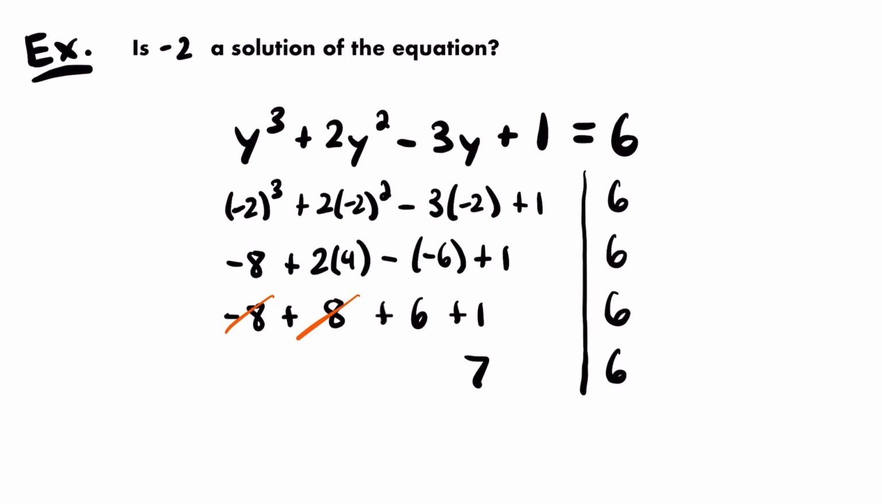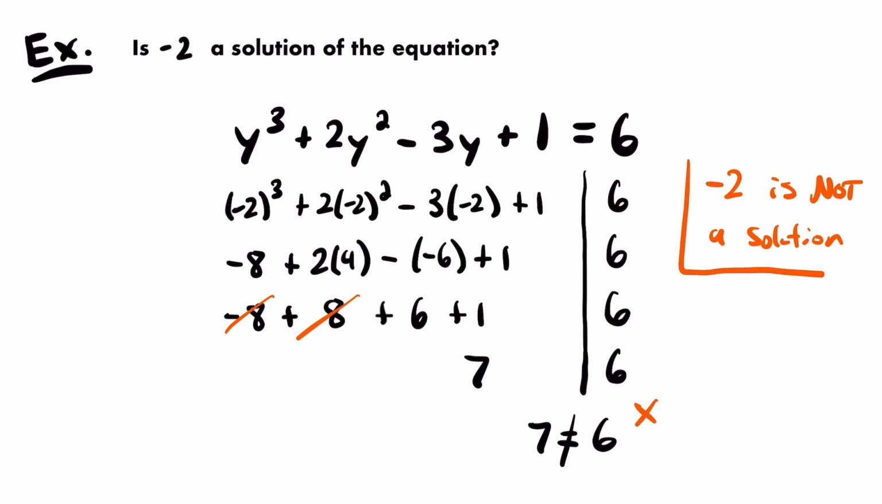So our result here for the equation is 7 equals 6, but that is not a true statement. 7 does not equal 6, which means that negative 2 is not a solution to this equation. All right, we plugged in negative 2 for all those y's and simplified, and we did not get 6, so the equation is not true. It's close, we had 7, but that's not 6, and so negative 2 is not a solution. All right, so my final answer here is negative 2 is not a solution.